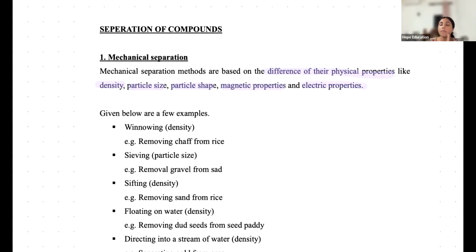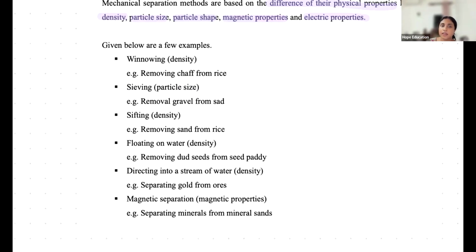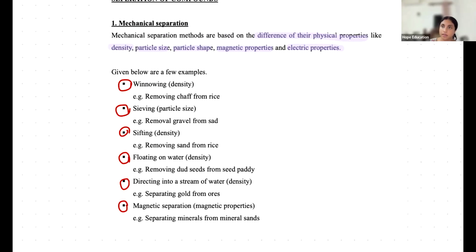I will explain this method to you, but as a homework, you all have to find this. What is winnowing? What is sieving? If you can, even find pictures. What is sifting? What is this? And what is this? You should find these. When I ask questions, you should be able to answer.